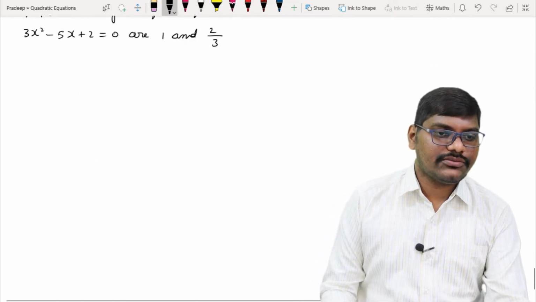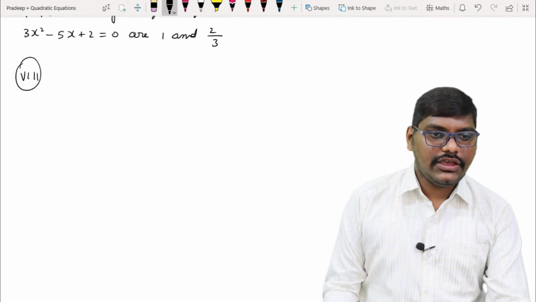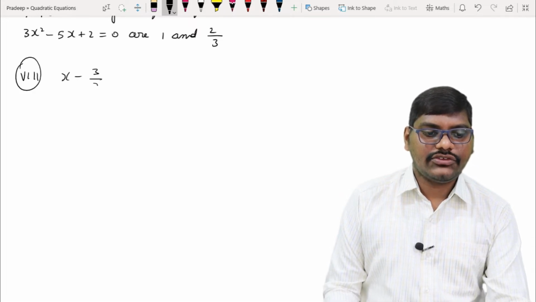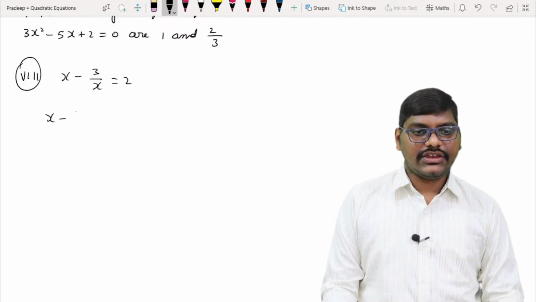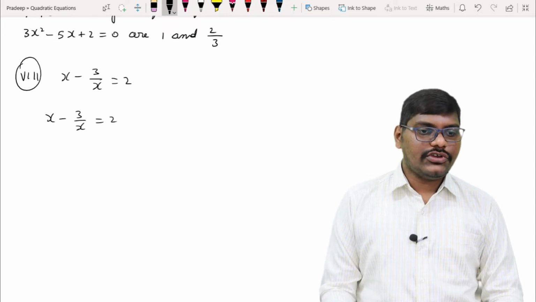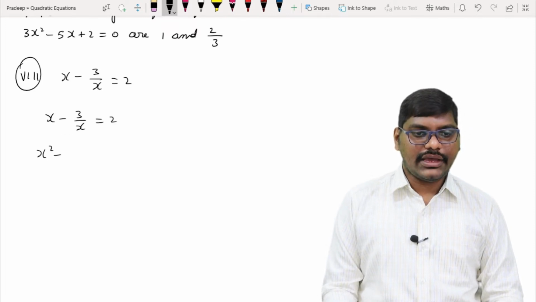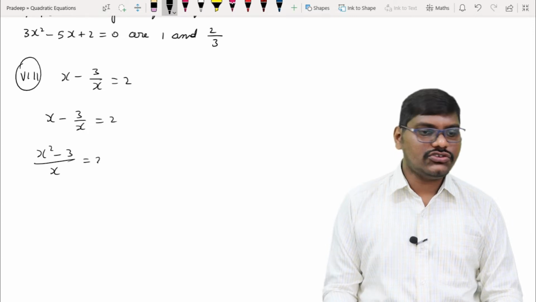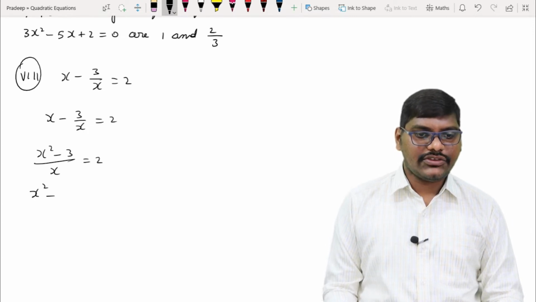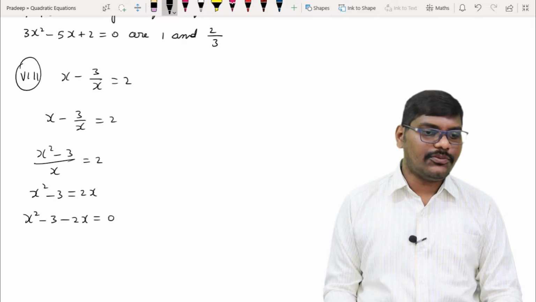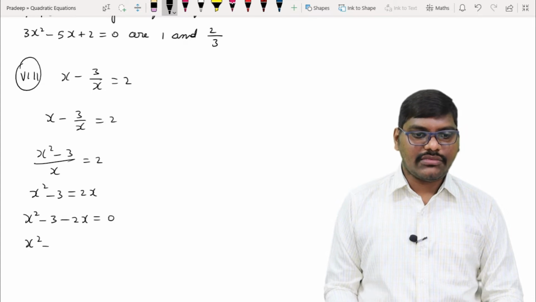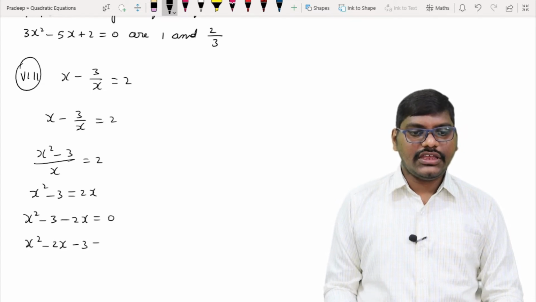The eighth question is x minus 3 by x equal to 2. We have to do LCM over here. First we'll write the question, x minus 3 by x equal to 2. Here x into x is x² minus 3 whole by x equal to 2. So this is x² minus 3, and this x I'm sending to this side, so it becomes 2x. This 2x I'm sending to this side, so it becomes minus 2x equal to 0. I'll write in sequence: x² minus 2x minus 3 equal to 0.